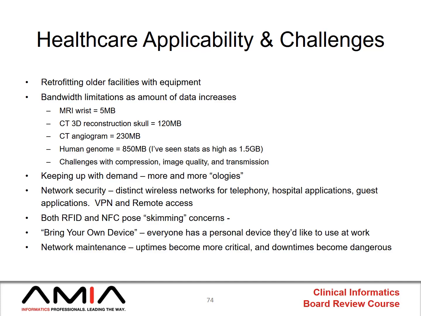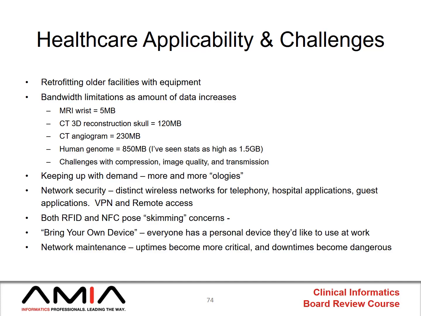And so keeping up with more and more of these ologies, now we're talking about 3D reconstructions and cine loops if you're a cardiologist, or now we want to store audio or video files. And maybe in my mobile electronic health record app, I want to be able to capture a patient's limp as a video file and store it with their electronic health record. So we're distinctly getting challenged in many ways to keep up with the clinical demand for these technologies.